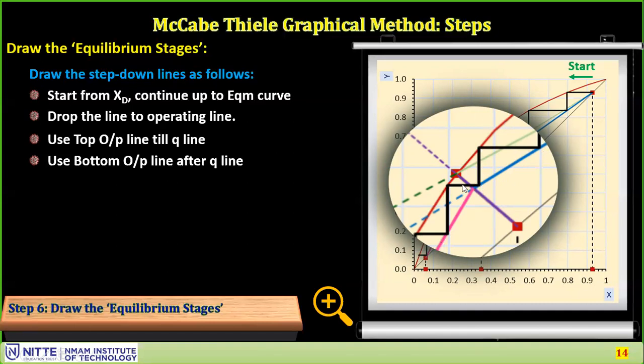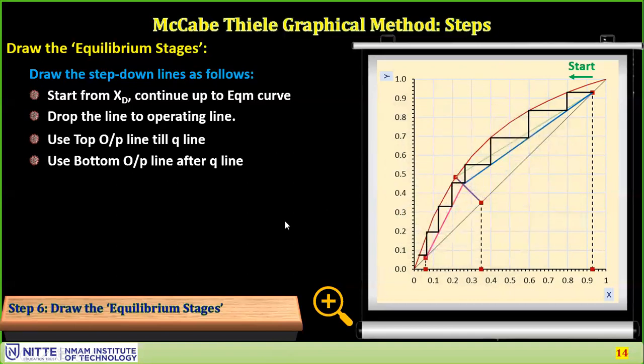Now it has crossed the Q line. Remember, it has crossed the Q line here. At this point the Q line is crossed, reaching the equilibrium line. Now it has to come to the stripping section operating line here. It has to touch this one once it has crossed the Q line. That's very important. Be careful at this particular point.